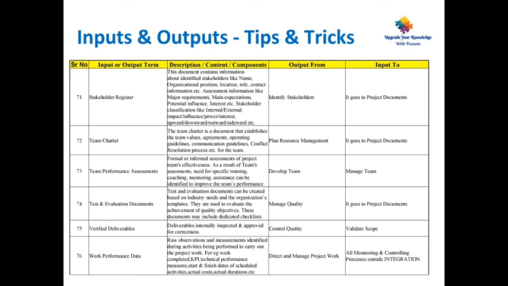Point number 75, verified deliverables. Deliverables internally inspected and approved for correctness. This is output from control quality and input to validate scope.